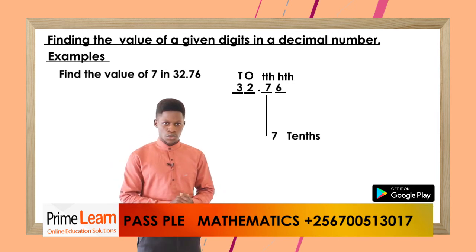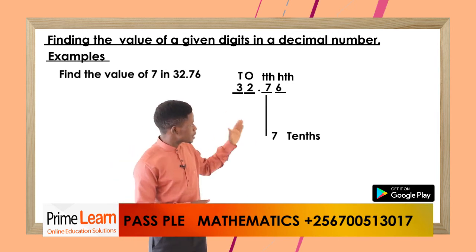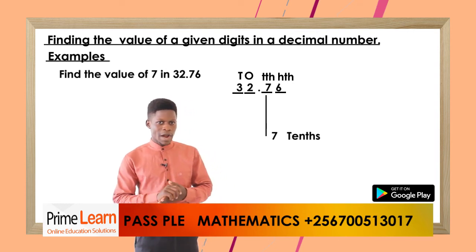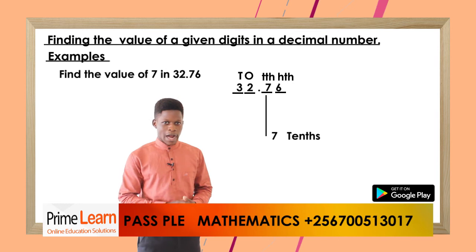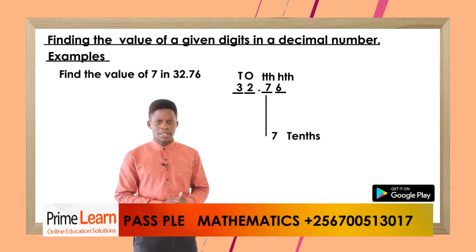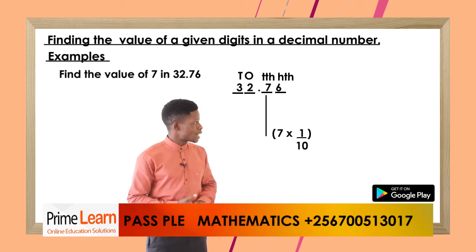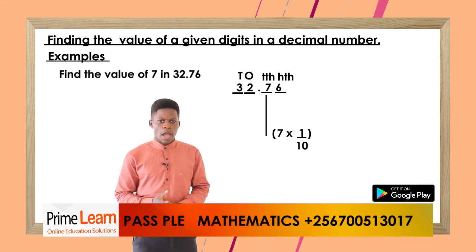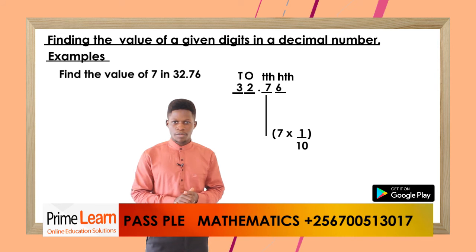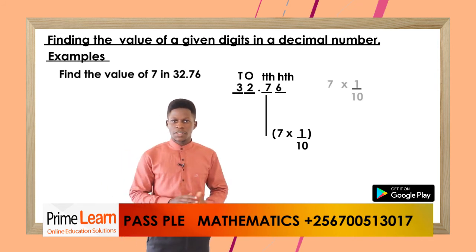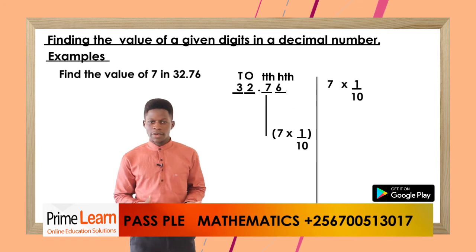So what are we going to do? We are going to write those 7 tenths as 7 groups of a tenth. And when we say 7 groups of a tenth, we mean 7 times a tenth. Now we have reached that step. We are going to go on our side work and we work out 7 times a tenth. What does it give us?